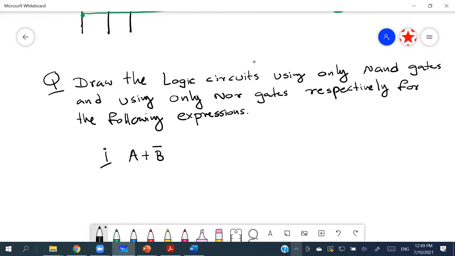Right. Here the expression. So Roman number one, A plus B bar. Hold on. First let's draw A dot B bar. A dot B bar plus B dot C bar. Okay, give it a try, people. And send me the answers, right?